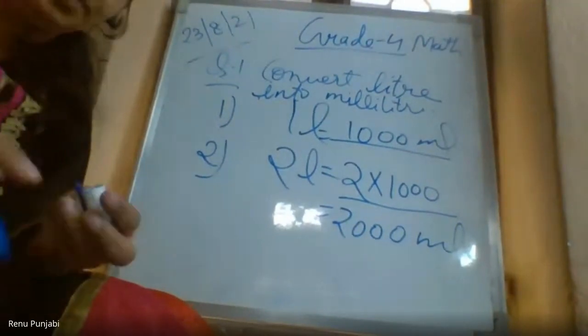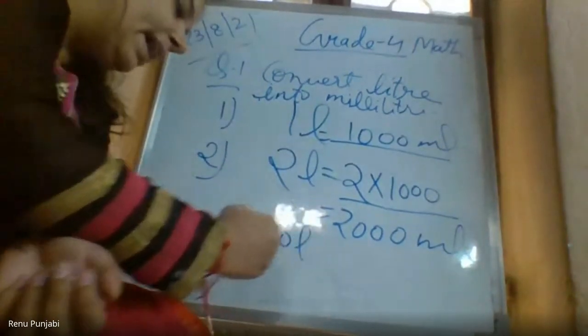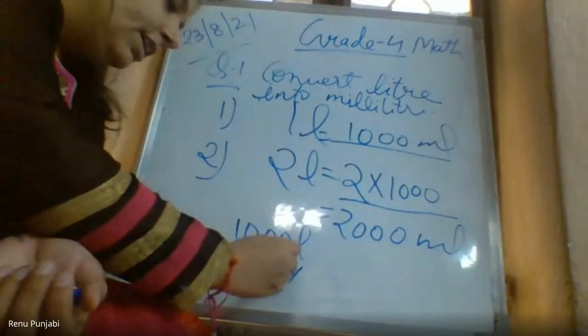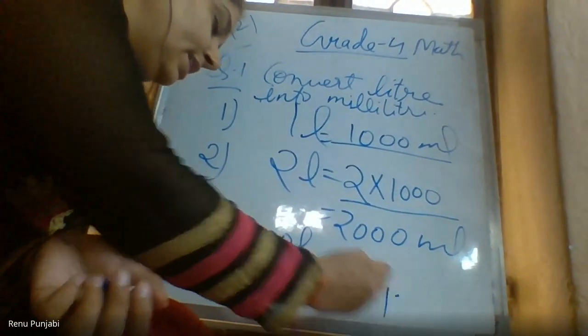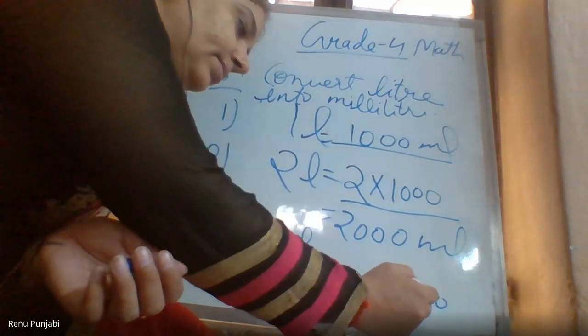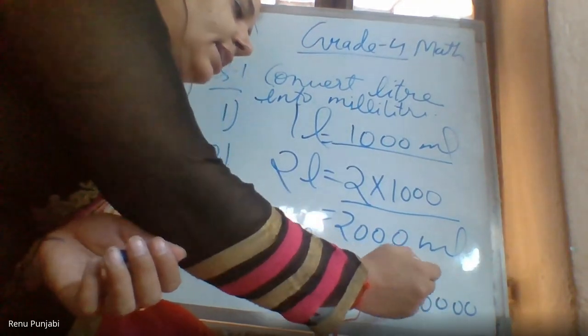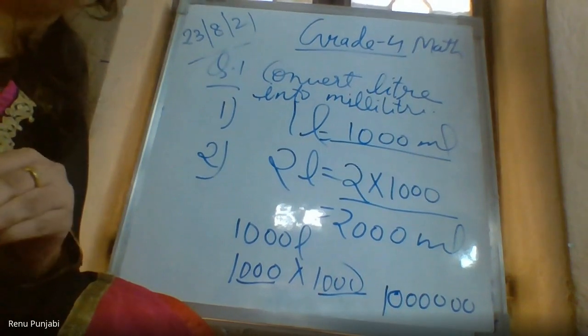Ma'am, if 1000 liter, what will be the answer in milliliter? If 1000 liter, multiply 1000 with another 1000 and get the answer. 1 with the 3 zeros of this and 3 zeros of this, 6 zeros. Ones, tens, hundreds, thousands, 10,000, lakh, 10 lakh. 10 lakh milliliters. Got it?